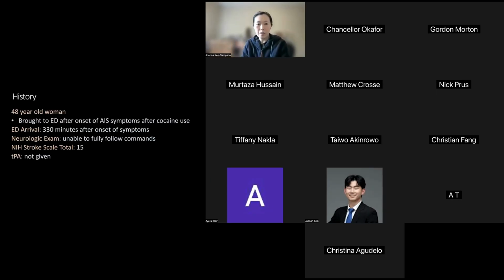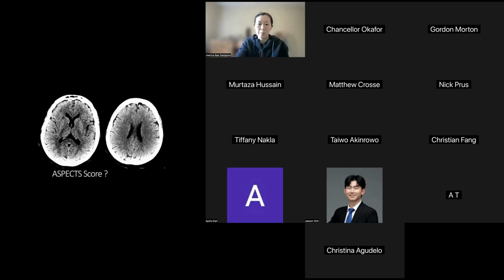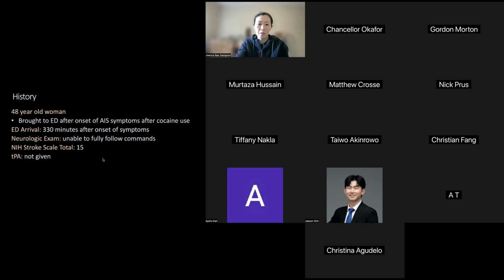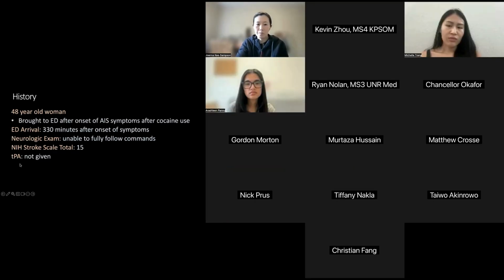This is a different patient presenting with acute stroke after cocaine use. She had presented much later than the previous two patients, to the ED 330 minutes after onset of symptoms, fairly high stroke scale score of 15. She was unable to really fully follow commands. And because she was outside of the window, the 4.5-hour window, TPA was not given.